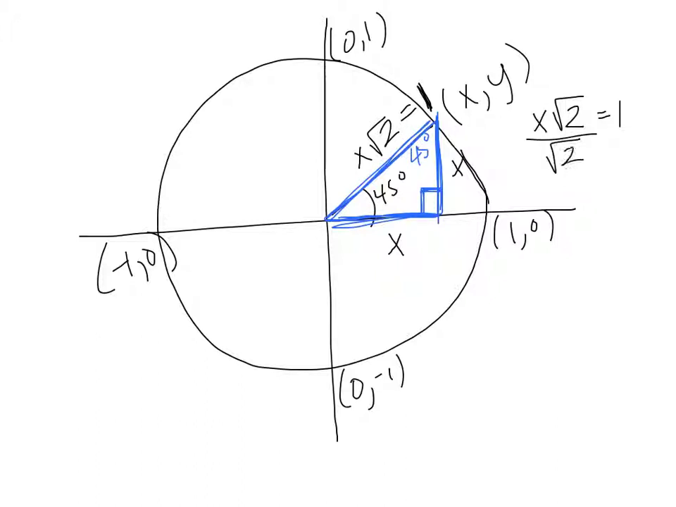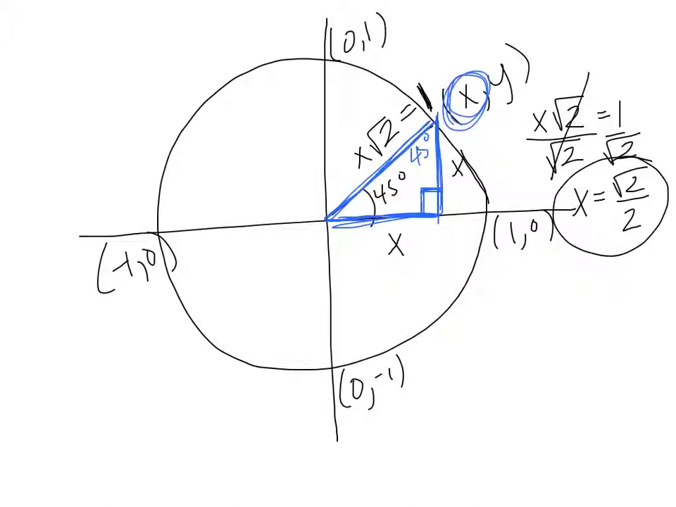I'm going to divide by the square root of 2. 1 over the square root of 2 has to be rationalized. Your calculator would do it for you, and you would get x equals the square root of 2 over 2. That's one of our coordinates. We just found what x is. But I still need to know what y is.